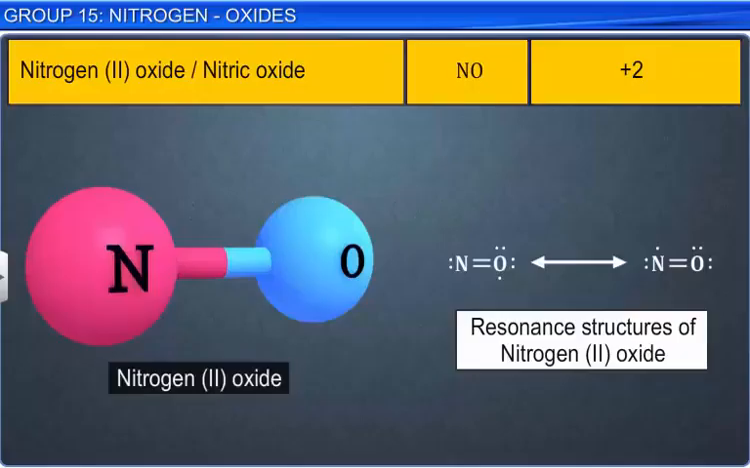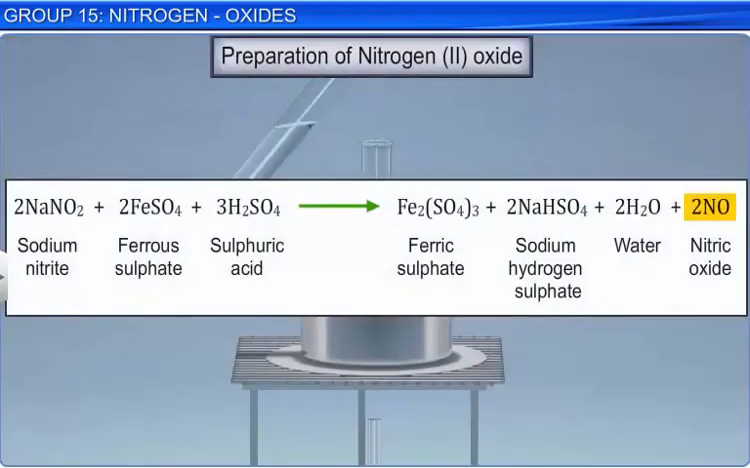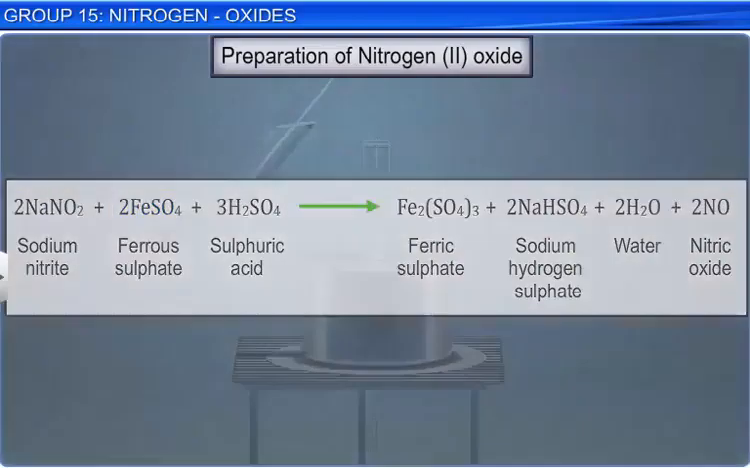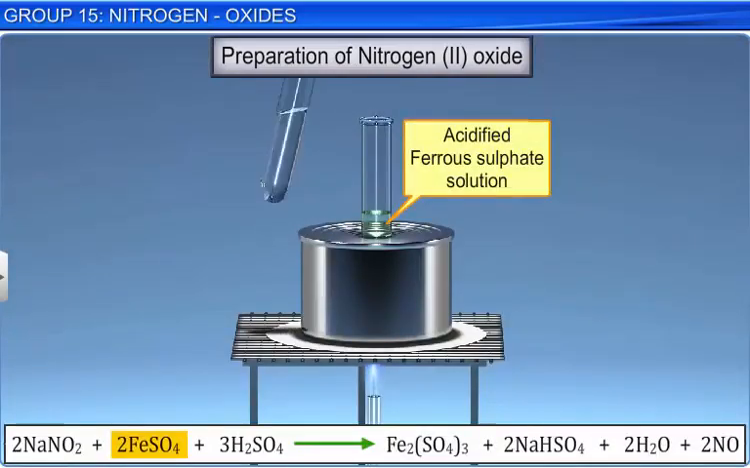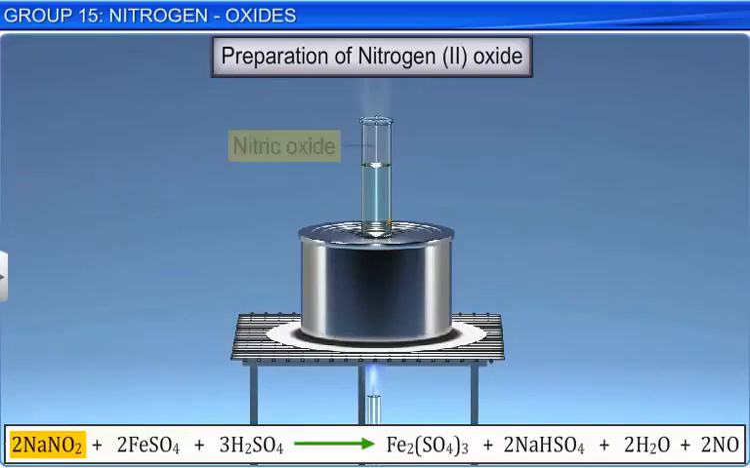Nitrogen-2 oxide, also called nitrogen monoxide or nitric oxide, is prepared by the reduction of nitrite salt with ferrous sulfate. In this method, an acidified ferrous sulfate solution is warmed with a concentrated solution of sodium nitrite to get a pure sample of nitric oxide.